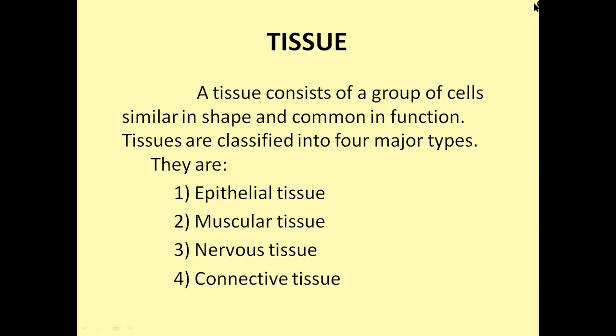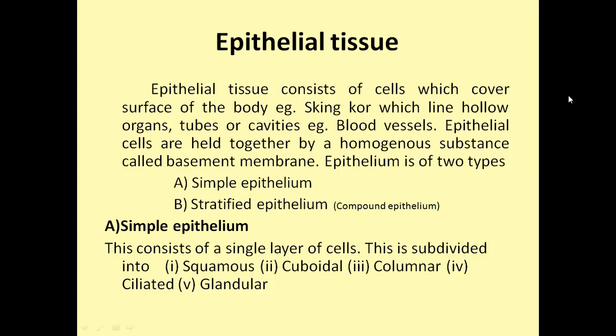Okay. So coming to the next one, we are just going to deal with epithelial tissue now. Epithelial tissue consists of cells which cover the body surface, like the skin, which line hollow organs, tubes and cavities, for example, blood vessels. Epithelial tissue is held together by a homogeneous substance called the basement membrane. Epithelial tissue is of two types mainly: simple epithelium and stratified epithelium.